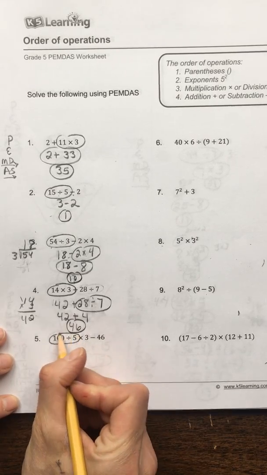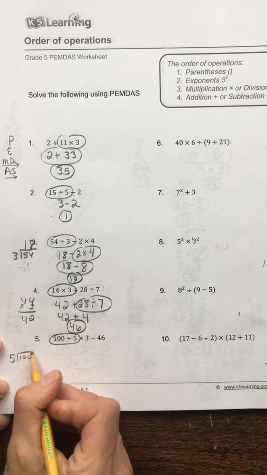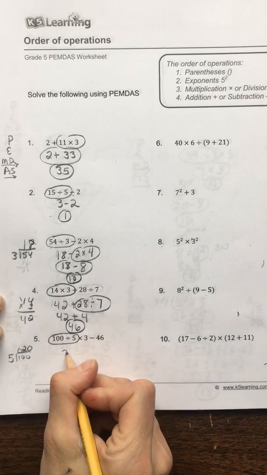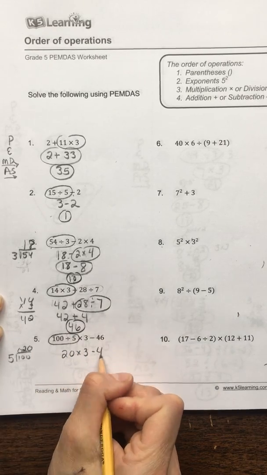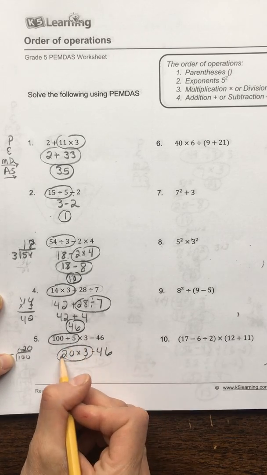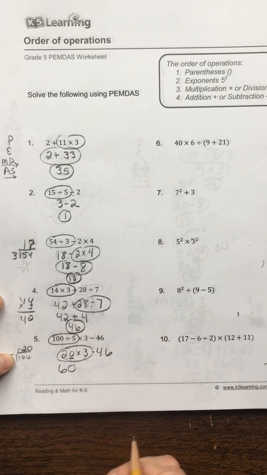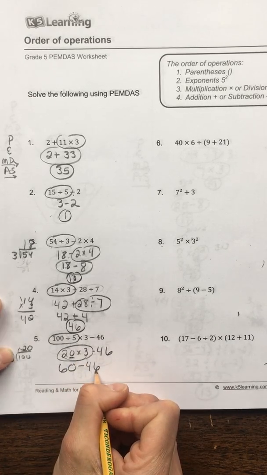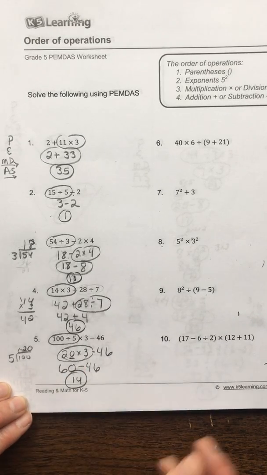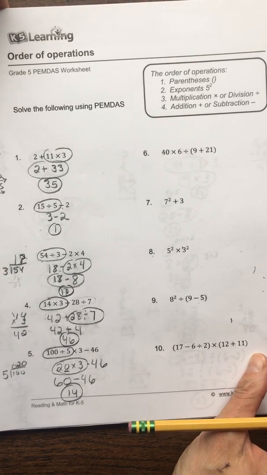Division first. 5 into 100 is 20. 20 times 3, take away 46. My basic fact is 2 times 3 is 6. And I add my base 10, 0, is 60. Take away 46. And when I do that subtraction, I am going to get 14. Okay.